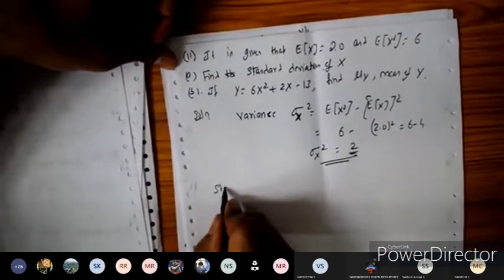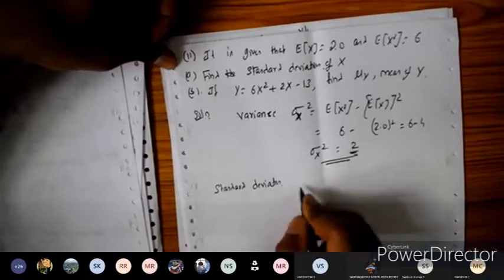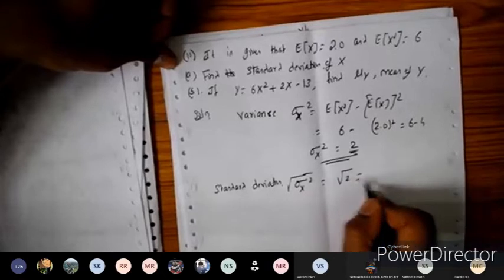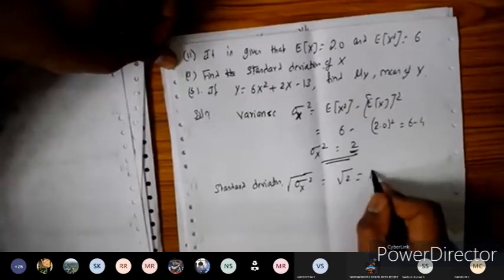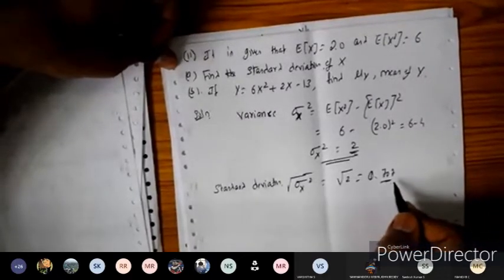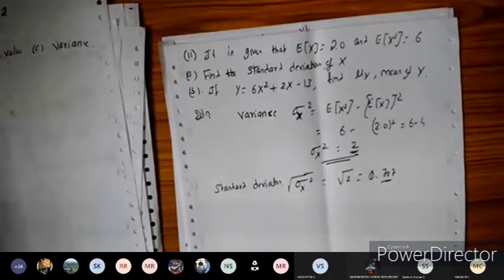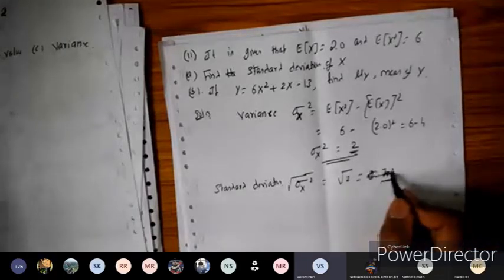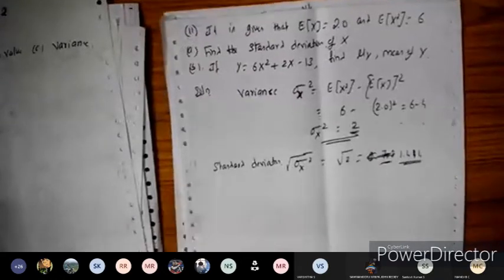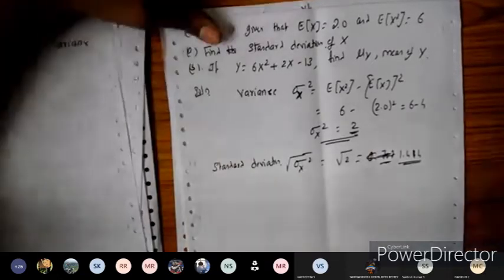So next, the standard deviation. That is root of sigma x square, which is equal to root of 2. So this root of 2 is nothing but 0.707, right? Root of 2, how much? Correct, right? Root of 2 will be 1.414. Okay, fine. So we got the standard deviation.